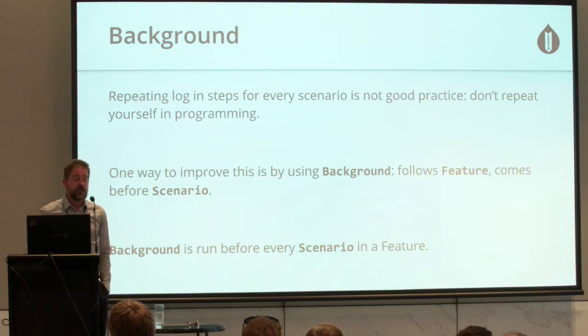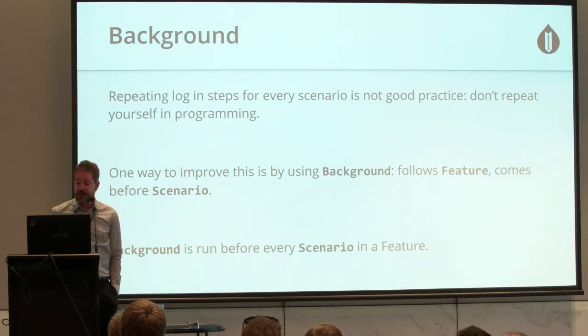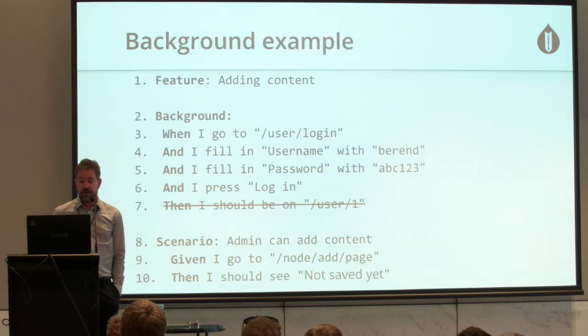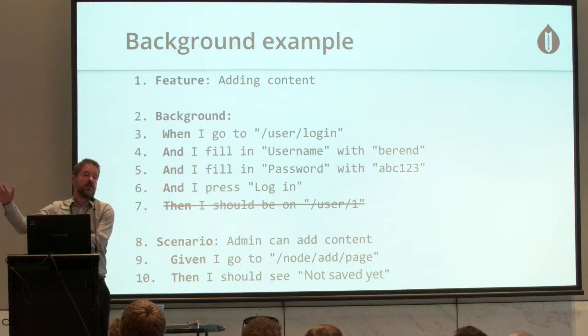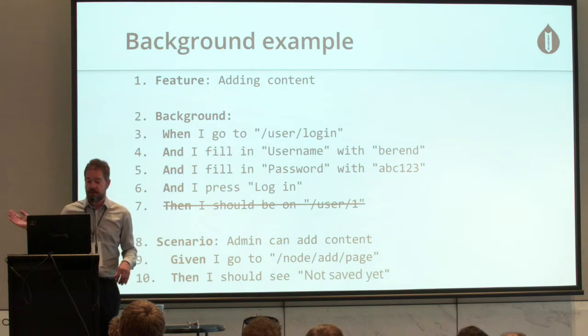What we can do is improve that, so I'll give you a few options here. You could use a background. We haven't covered that yet, so you put it after the feature, and it's run before every scenario. So you could write it this way. The feature would be adding content. Background is then all these login steps. And then on line 8, the scenario starts: admin can add content. It will execute at that point all the background steps, and then it continues at line 9. Okay, that's already better. At least for this feature, I don't have to repeat all these steps.